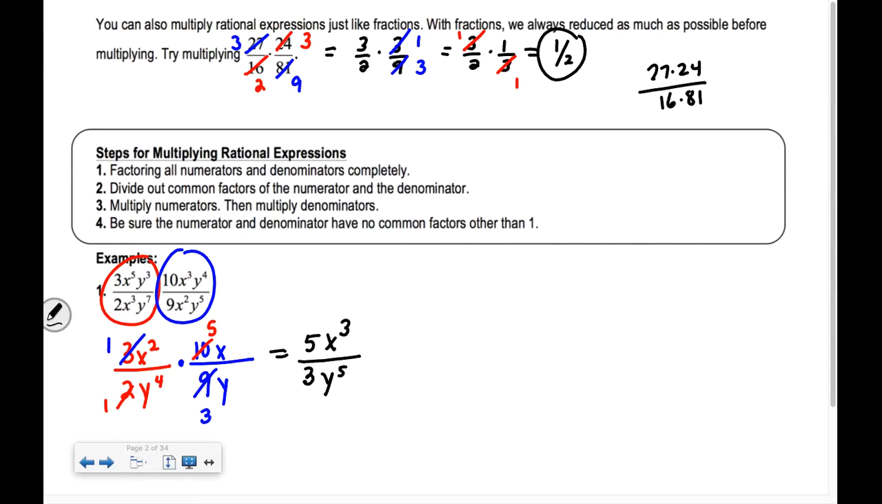So quick check, can it go down any further? No, because I don't have any x's on top and bottom, or y's on top and bottom, so I am done. That's your answer.